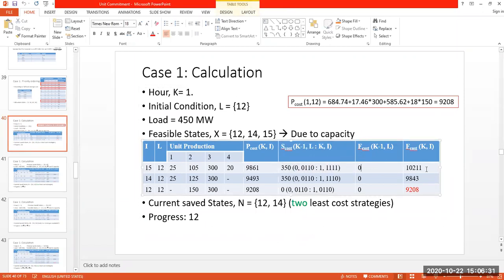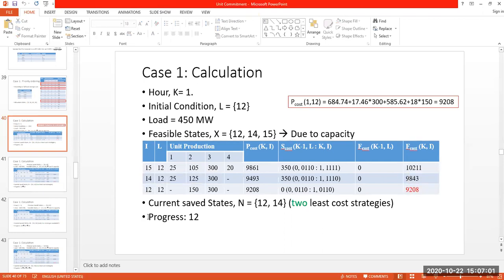So this is how you calculate this value. Simply you add this 350 and this 9861 to get this one. As I said, our choice is the least cost option. So what is the least cost? I simply check this column and I have colored it in red. So the least cost option is that from the initial state of 12, in the first hour, I also stay at the same state. So this will give me the minimum cost option or minimum cost strategy. Okay, so I choose it.